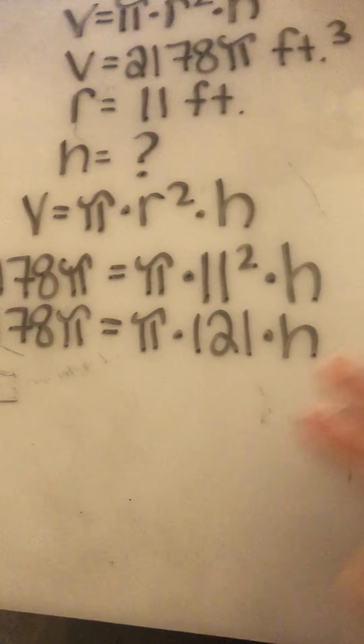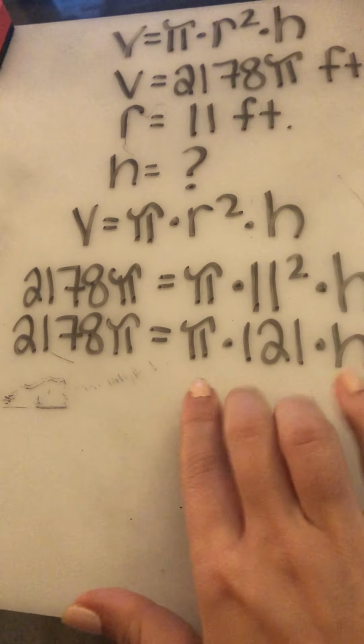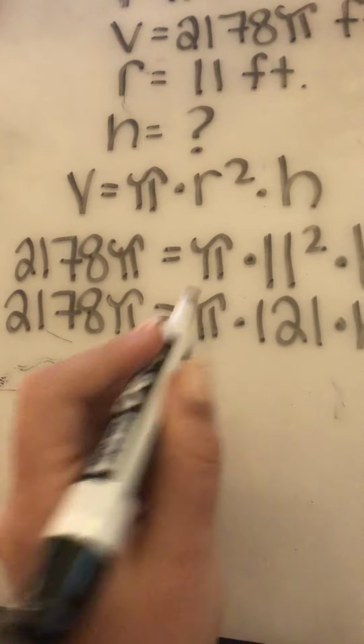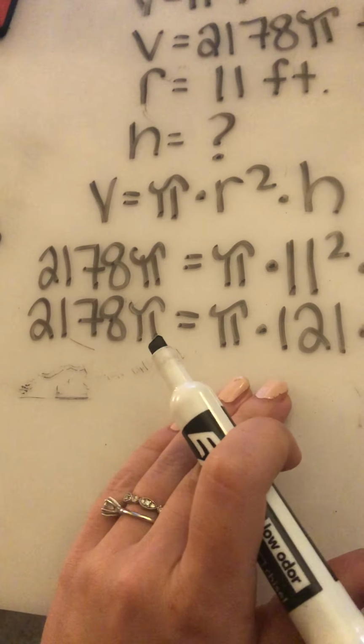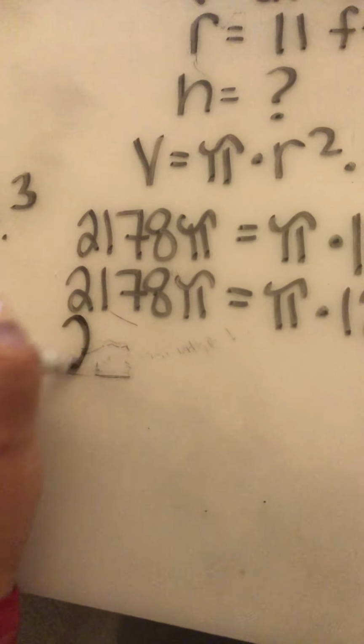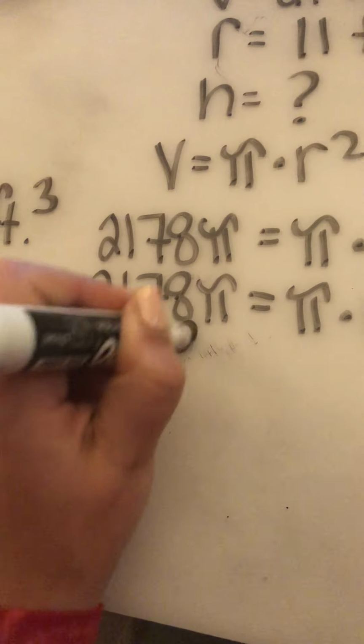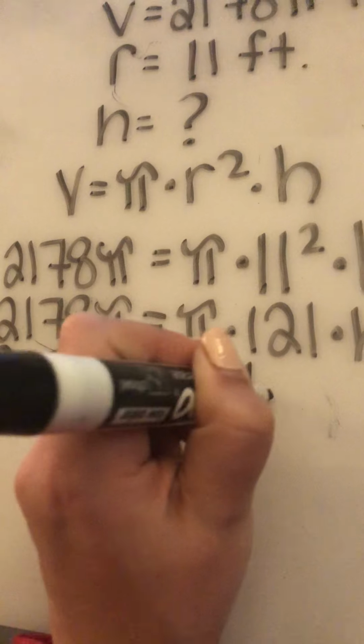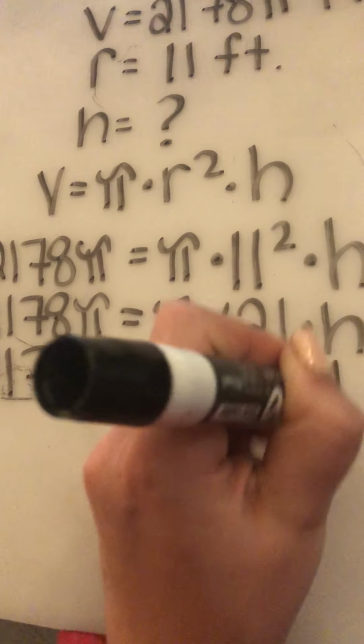Now, I usually like to rewrite this because it bothers me when pi is on the left side of a number. So I'm going to do that now, and we can because of the commutative property. You definitely don't have to do that. I don't do it in the lesson, but it is just more appealing to my eye. So we get 121 times pi times h.